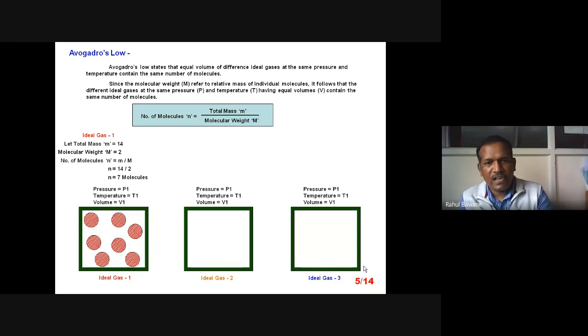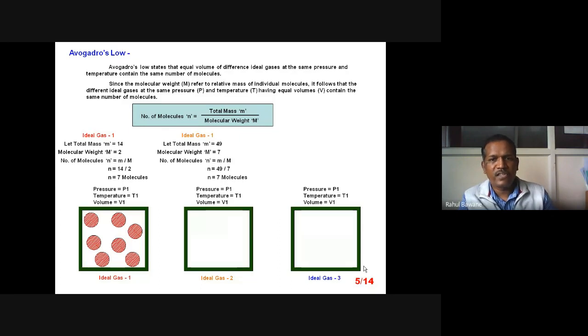Now suppose ideal gas 2 is a different gas, so its total mass will be different. Suppose the total mass is 49. The molecular weight is different. In the first case it is 2, but in the second case it is 7. So the number of molecules will be 49 divided by 7, so the total number of molecules will again be 7. Same volume, same pressure, same temperature, different gas, but the number of molecules will be 7 again.